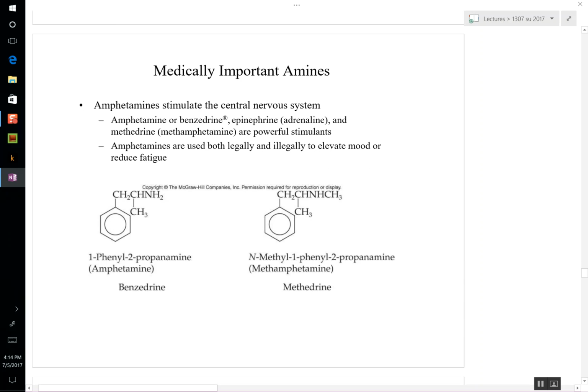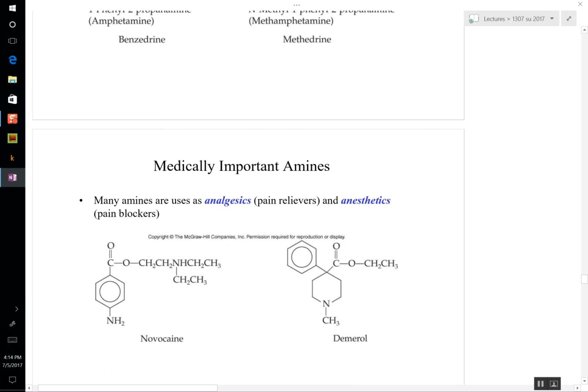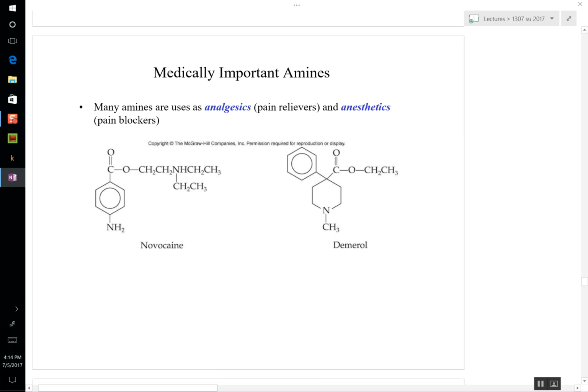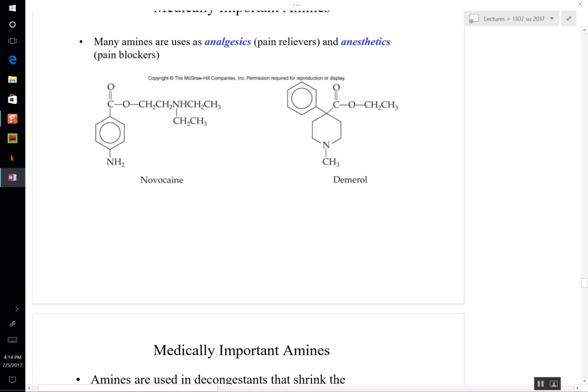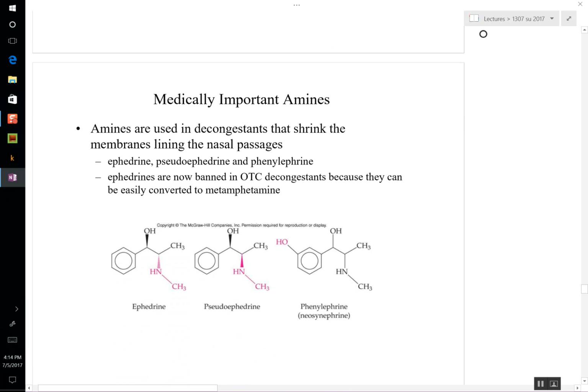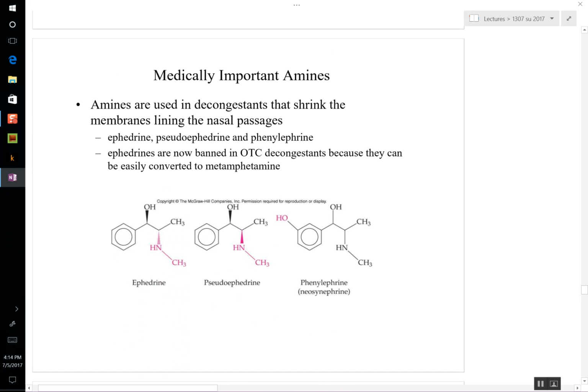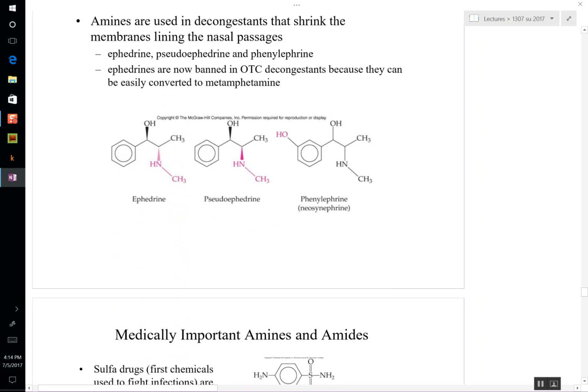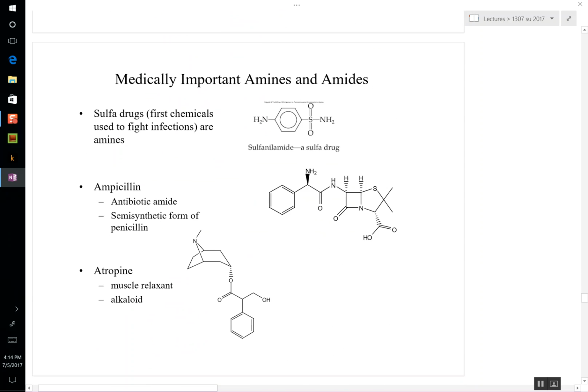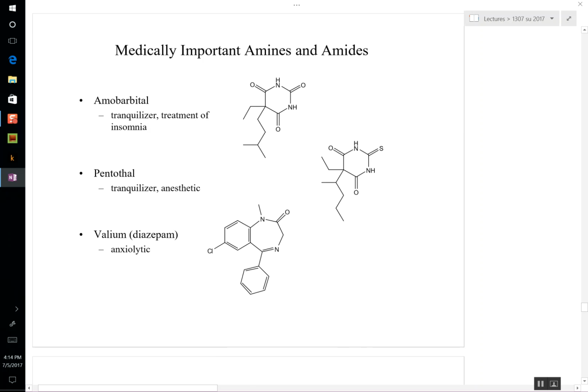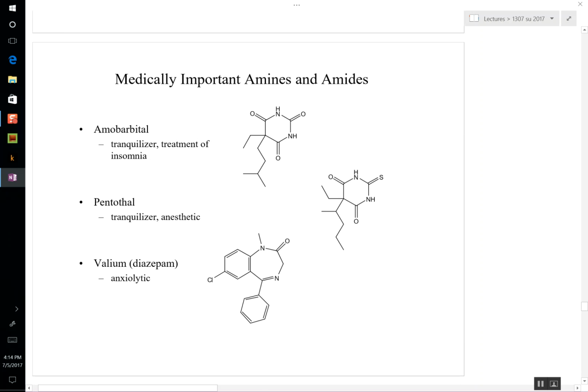Benzedrine, methadone, Novocaine, Demerol, nitrogen-containing things. There's ephedrine, pseudoephedrine. There were a lot of slides, but there are just a lot of molecules. Pentothal, an anesthetic. Pentothal, Valium.